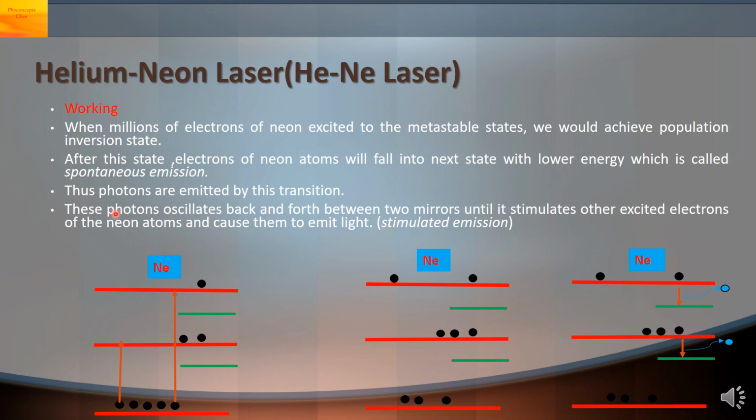That is, these photons which are produced due to spontaneous emission will later on lead to the stimulated emission of the excited electrons of the neon atoms, and then they will cause them to emit light. And that way, one photon will give rise to two photons, which will multiply to four photons, which will multiply to 8, and that way optical gain is achieved.